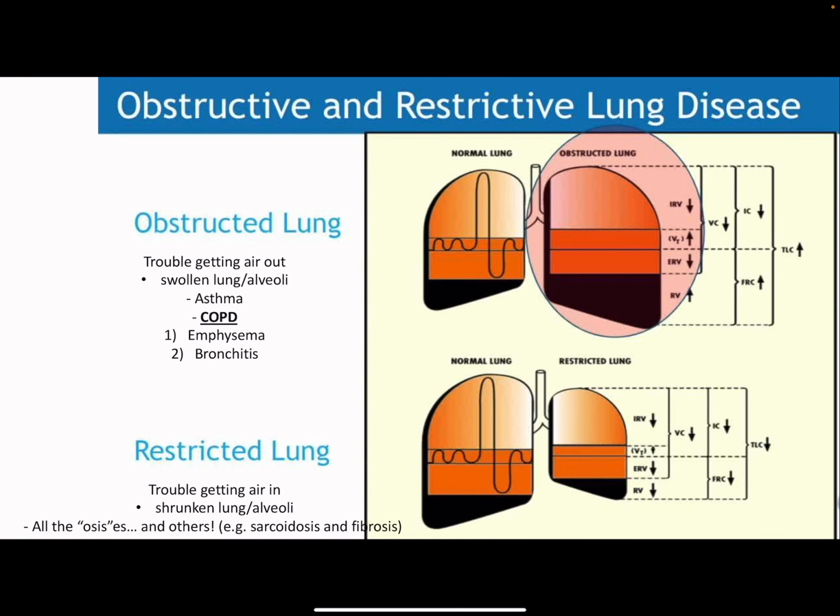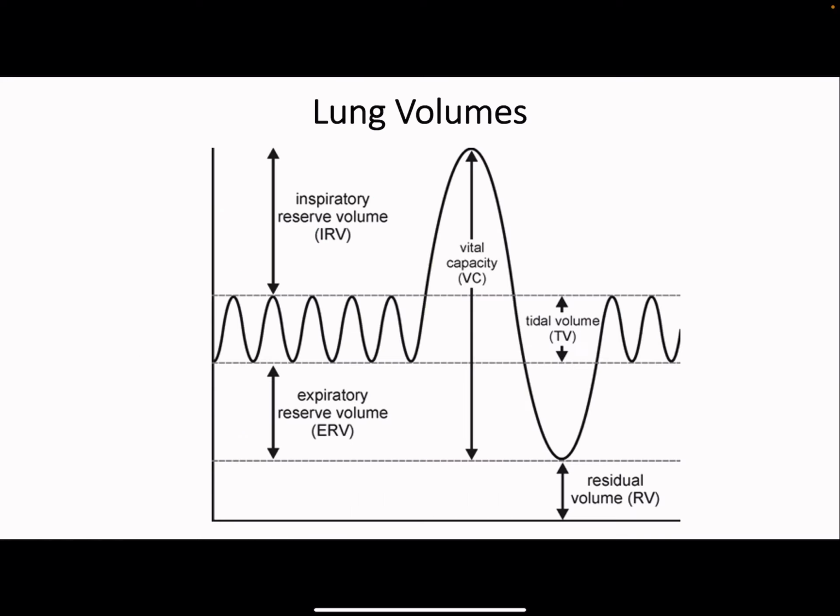So like we said, obstructive, trouble getting air out. The alveoli, the lungs are going to swell, with increased residual volume, especially increased total lung capacity. COPD, which encompasses emphysema and bronchitis. Again, bronchiectasis is going to be an issue. Asthma is going to be an issue. For restrictive lung disease, like we just said, difficulty getting air in. So you're going to have shrunken lungs, the opposite problem, difficulty expanding. So the lungs have a hard time filling. Anything ending in osis, like sarcoidosis and fibrosis, is largely going to be restrictive in nature.